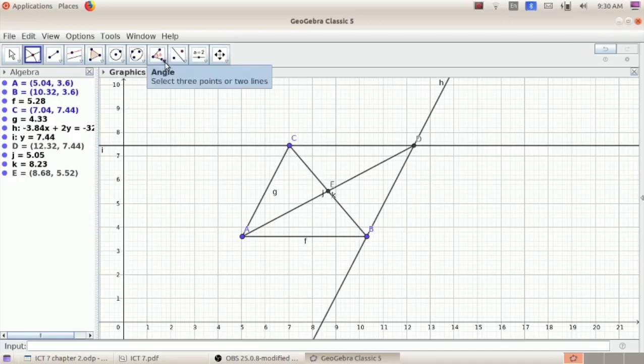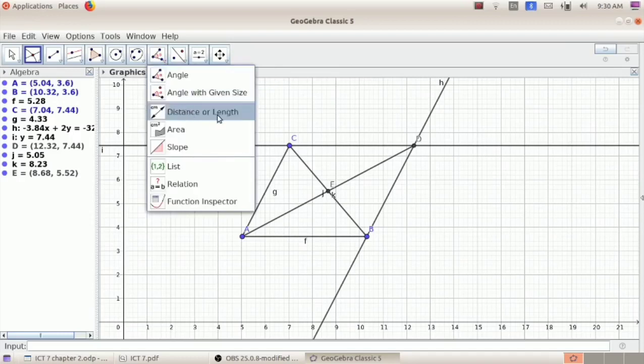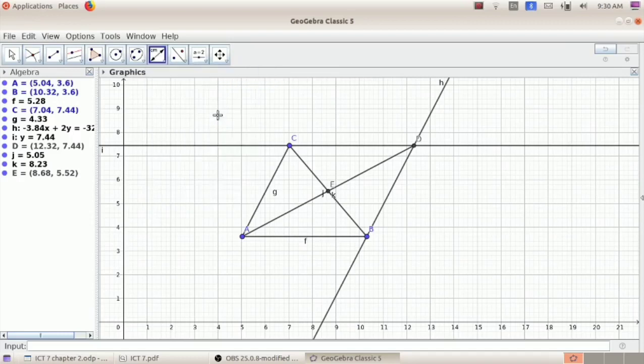So we have to select the distance or length tool. Select that. Now we are going to measure AE. Click on A. Click on E. We got the measurement AE. Now we'll click on E. Then click on D. We got the measurement ED. See the measurements. AE is 4.12, ED is 4.12. That means AE is equal to ED. So E is the midpoint of AD.